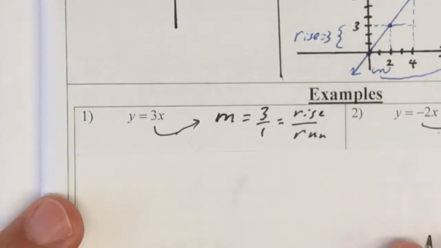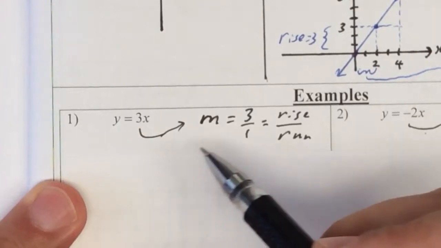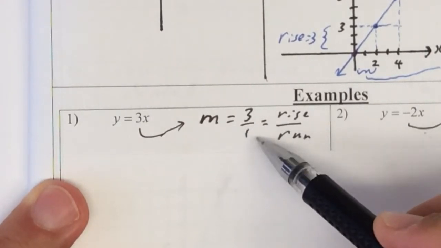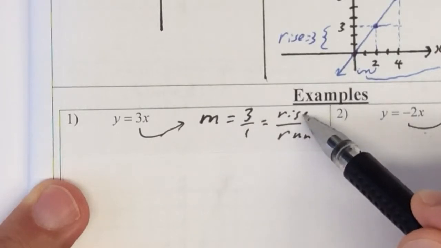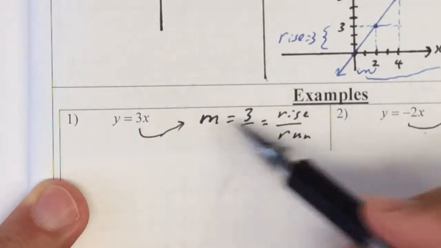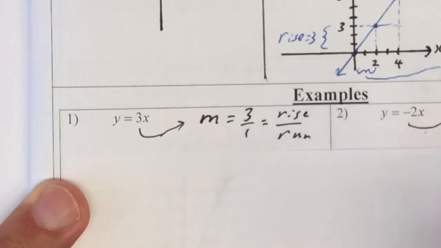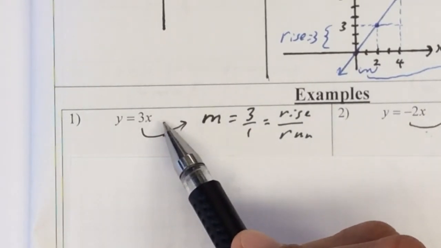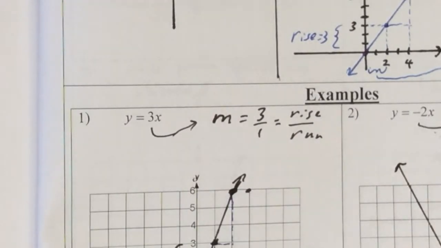Okay, so we've got y equals 3x. Well, that is a slope of 3 over 1. The rise is 3, the run is 1. Whenever you have a whole number, divide it by 1 to get the run. Okay, we know it goes through the y-intercept of 0, so it goes through the origin.